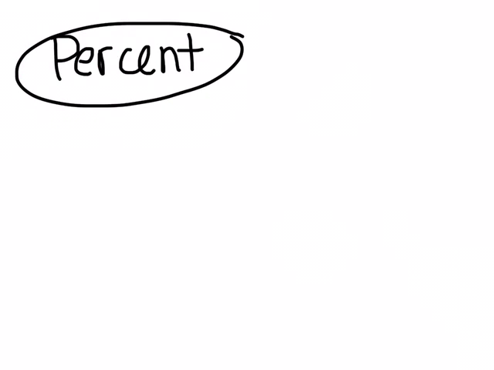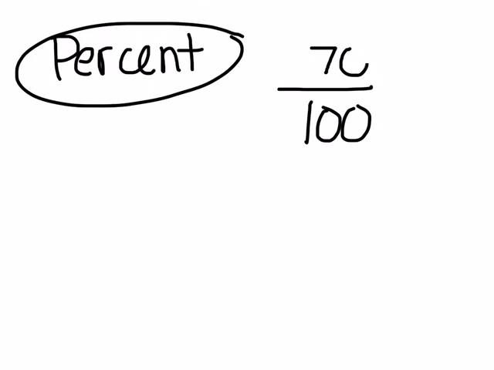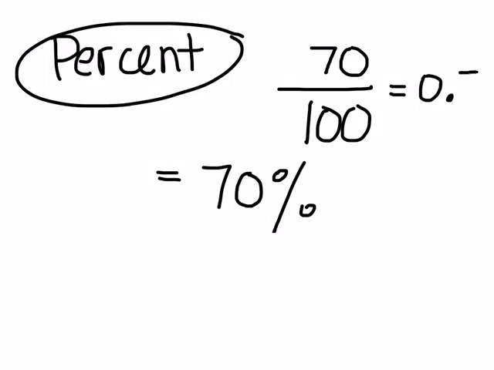Percent is a two-term ratio, and the second number is 100. So percent is always out of 100, okay? If I got 70 out of 100, what percent is that? 70%. Good. Percent can also be written as a decimal, so 70 out of 100 is equal to 70 divided by 100, which is 0.7. Good. Or I can write it as 0.70. Okay?